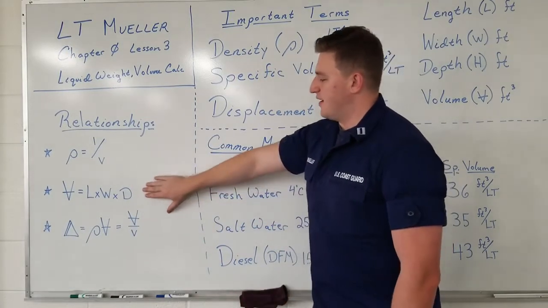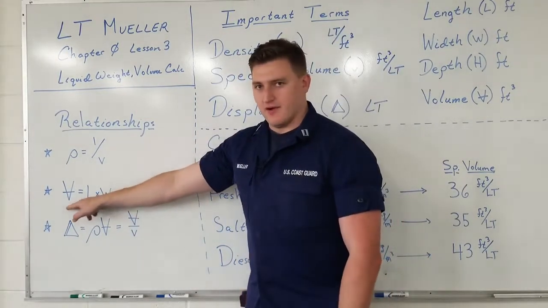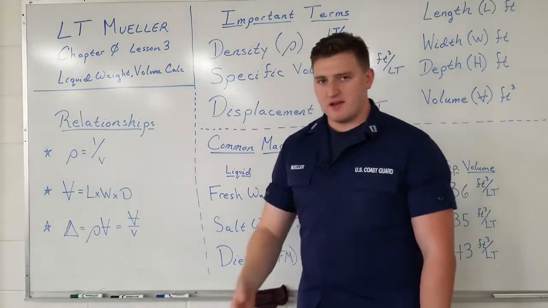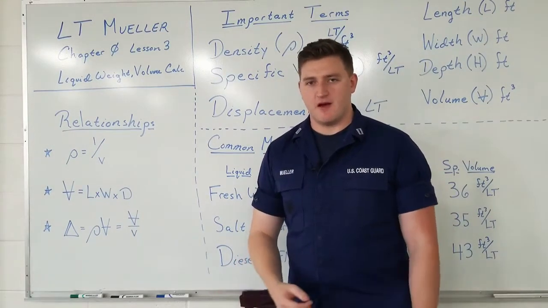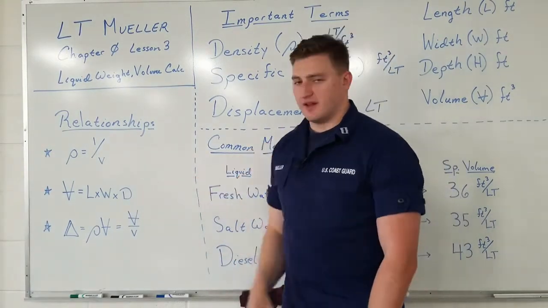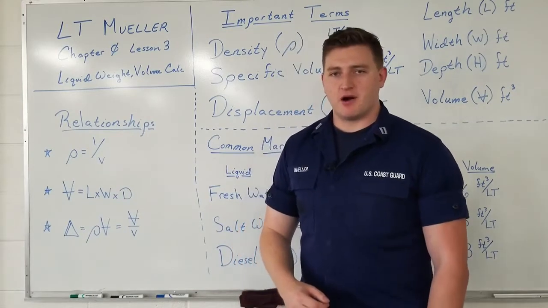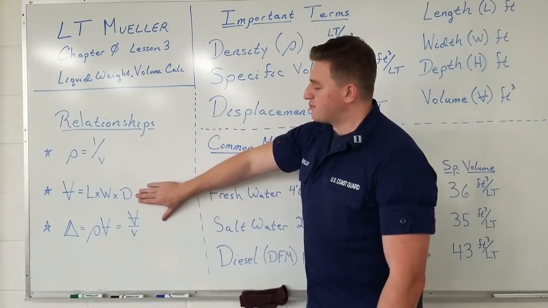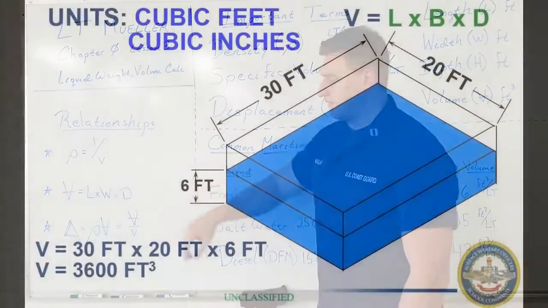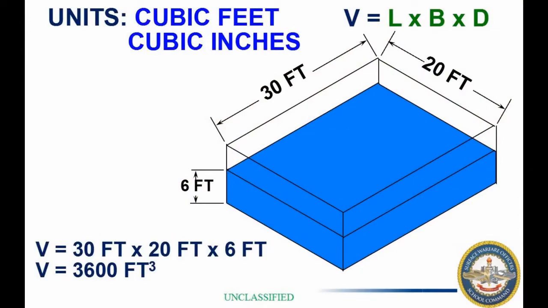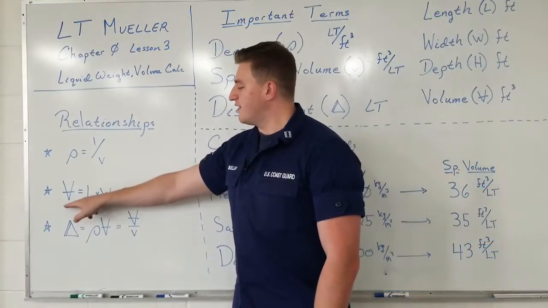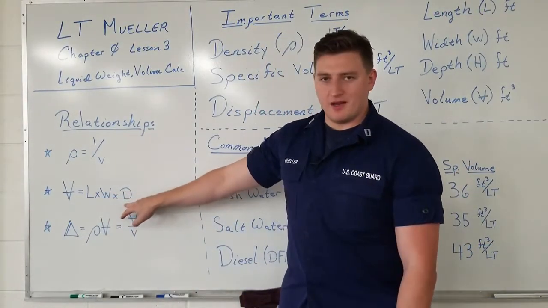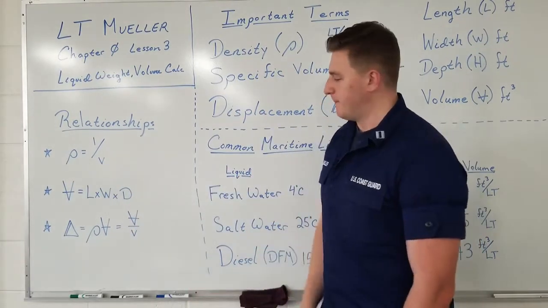The second relationship we have is capital V, which is volume of a compartment, equals length times width times depth. Now, of course, there are many ways to calculate the volume of many different shapes. However, we're going to be using this in the context of flooded compartments. And on board a ship, compartments are typically either rectangular or very close to rectangular. So it's actually surprising how universal this formula can be. We know that volume is cubic feet. We know that length, width, and depth, or height, whichever one you prefer, are all linear feet.